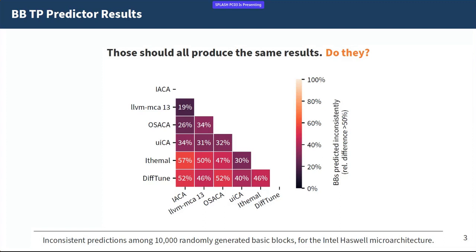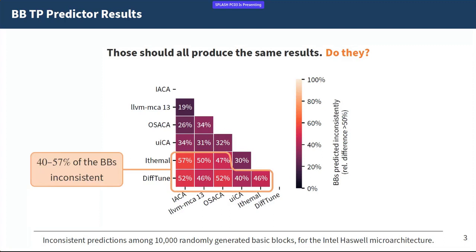And we displayed these results in such a heat map here. So what it means is, for example, when we compare uiCA with llvm-mca, we found that 31% of the sampled basic blocks were predicted inconsistently. So looking at these numbers, we can see that quite a significant number of basic blocks for every combination of tools is predicted inconsistently. For comparisons including Ithemal and DiffTune, we find that around half of the basic blocks are substantially inconsistent.